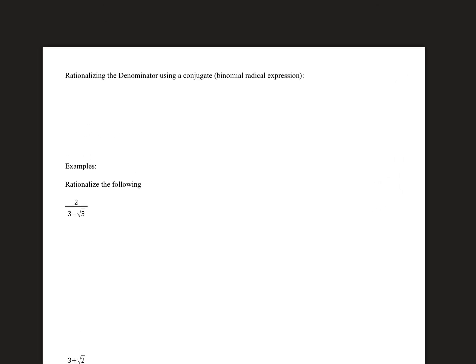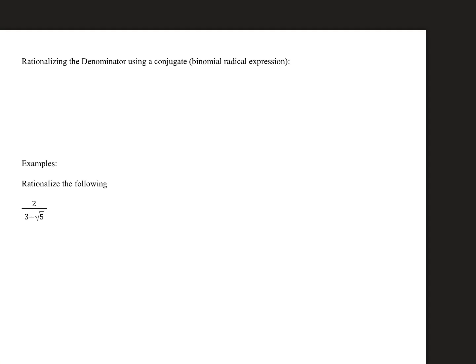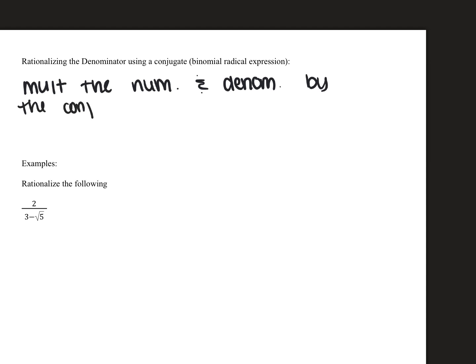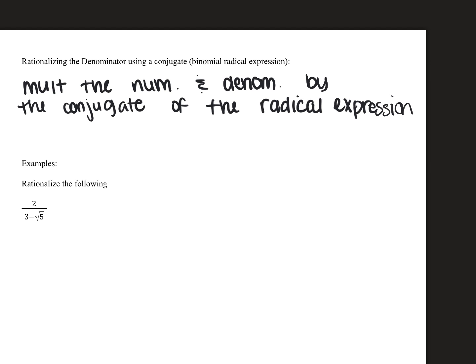The second type of rational denominator we have is when we're dividing by a binomial radical expression. And we multiply by what's called a conjugate. So we're going to multiply the numerator and denominator, which I'm going to abbreviate here, by the conjugate of the radical expression in the denominator.